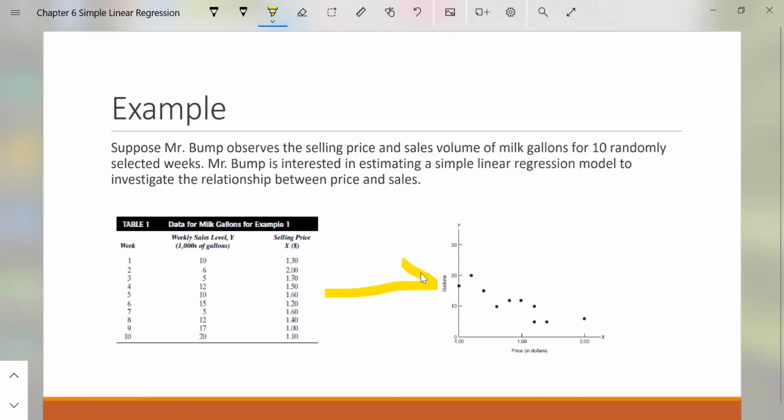That's common knowledge, right? And as we would expect, the higher the price, the lower the sales. And therefore, if you look at the scatter plot on the right-hand side, it does show that we can observe a kind of downward sloping trend, right? So basically, it tells us sales and selling price are negatively related.